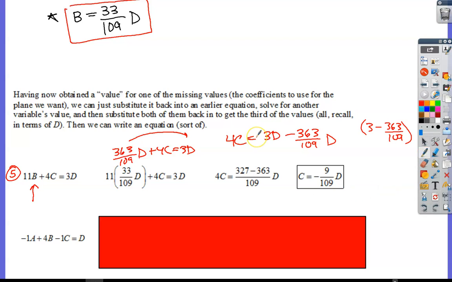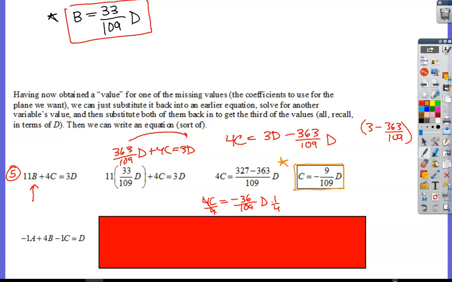So again, I plugged it back in. I brought all my d terms to one side. Technically I got negative 36 over 109. D equals 4c, and I have to solve for c. So I divided both sides by 4, or multiplied by 1/4. That's how I got this. Here's my second step. So here's my next variable that I know. Again, it's still in terms of D, but I know I have an expression for it.